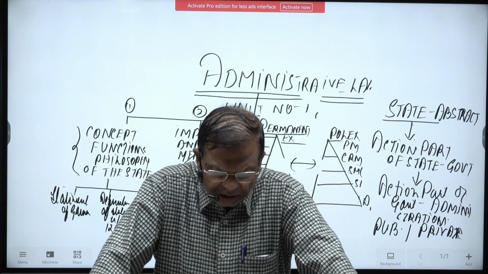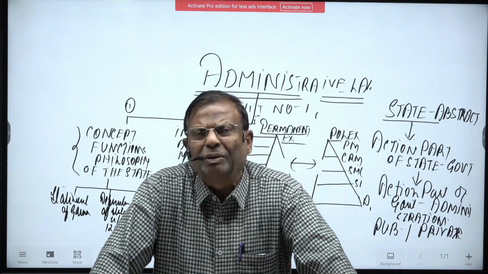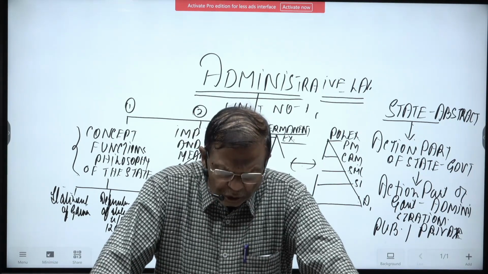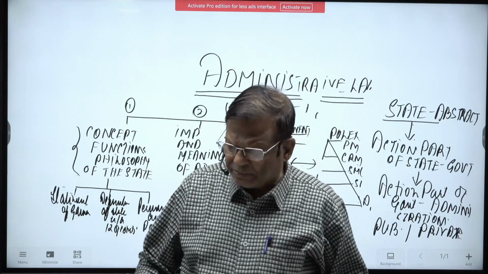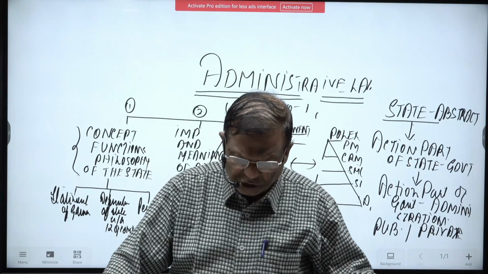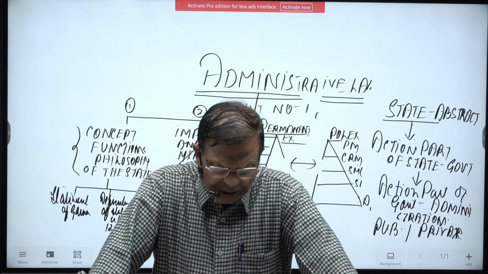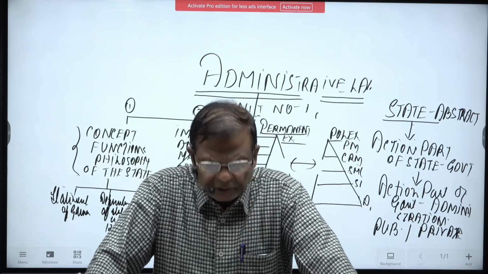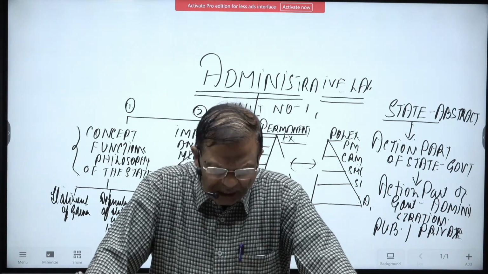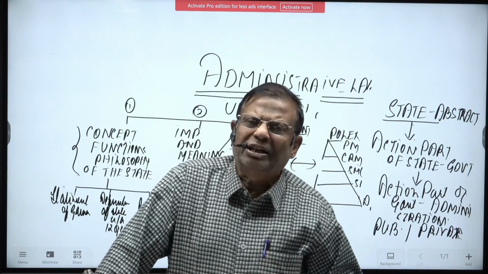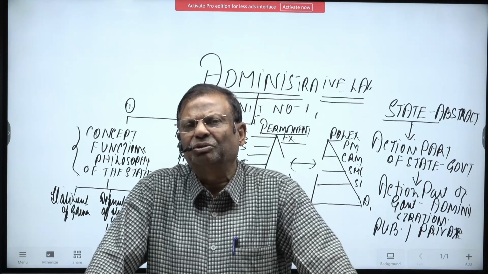Welfare state was established for the first time in Germany by Otto von Bismarck, you see. And William Beveridge, Britisher William Beveridge, is known as the father of welfare state, you see.